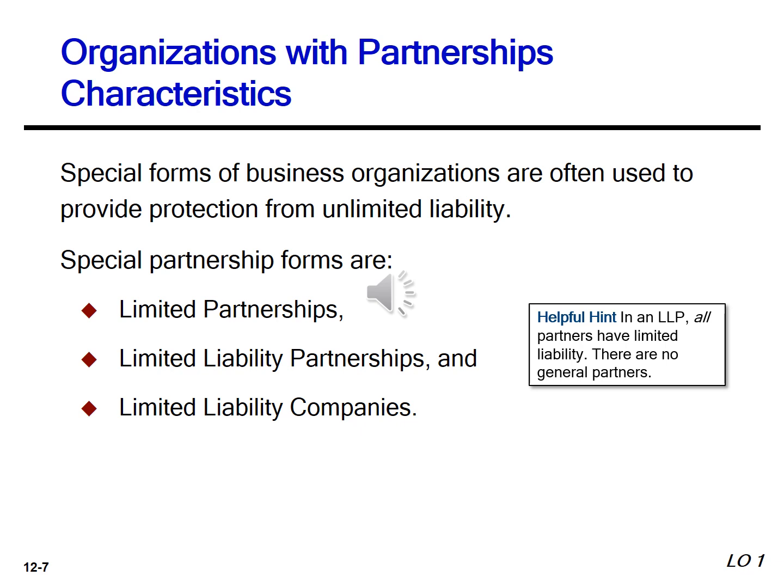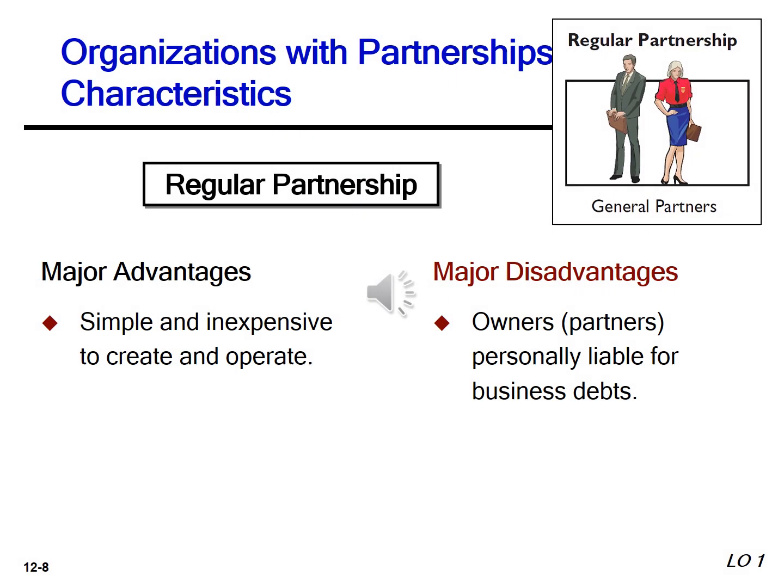Now, since partnerships typically have unlimited liability, there are special forms of business organizations that are often used to provide protection from unlimited liability to the owners or the co-owners. So we have special partnership forms such as limited partnerships, limited liability partnerships, and limited liability companies. Now let's look at some advantages and disadvantages of different types of partnerships.